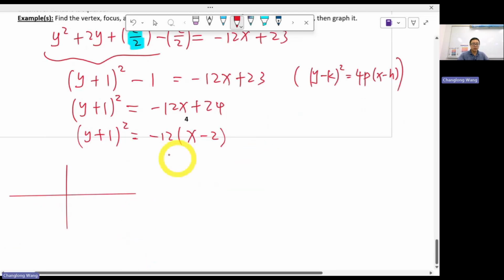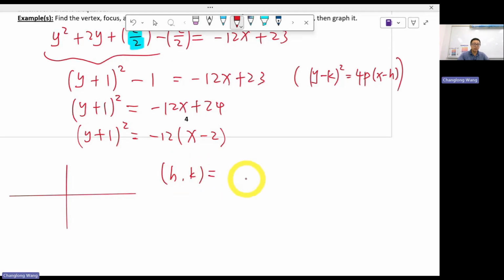Now, where is the vertex? You can see that we have the K and the H. So H, K are the numbers that you're subtracting from the X and the Y. You're subtracting 2 from X, so H will be 2. But the K is not 1, but -1, right? This is subtracting from the Y. Subtracting -1, you do get +1 right there.